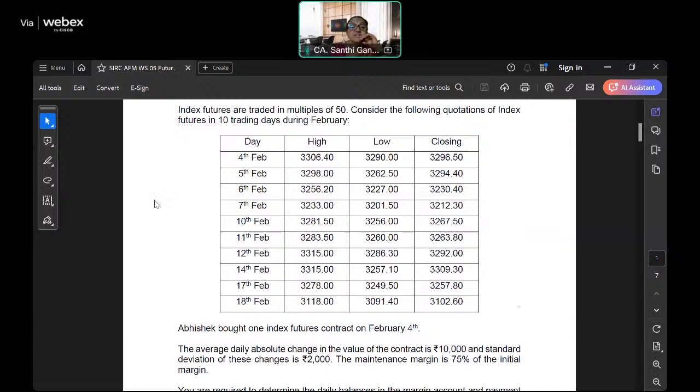As we already discussed, futures are subject to the settlement process of marking to market. Because of that, at the end of every trading day, we will see how much is the gain or loss and accordingly adjust that position. So how will we go about doing it?